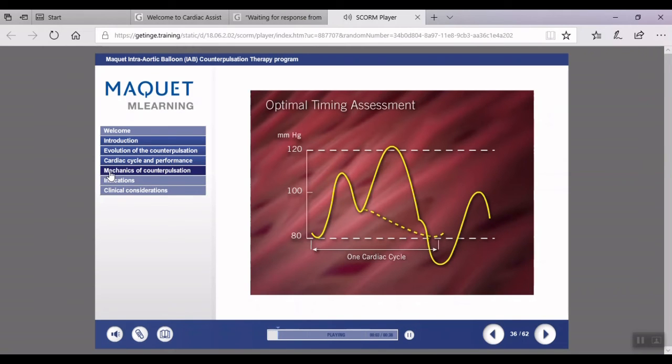Assessing the arterial pressure waveform, the hallmarks of optimal timing include the following: a sharp V at the dicrotic notch, followed by an increase in the diastolic pressure. Diastolic augmentation that is ideally suprasystolic. Reduced aortic end diastolic pressure, which is referred to as assisted end diastolic pressure. Reduction in the subsequent systolic pressure, which is referred to as assisted systole. An increase in the mean arterial pressure.